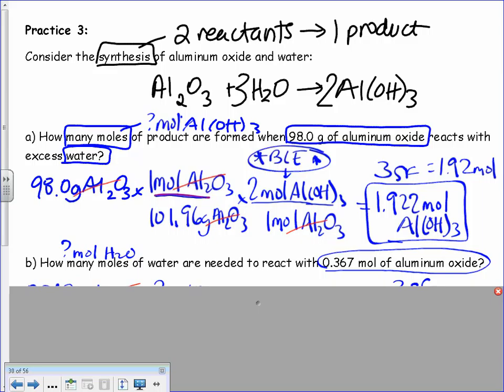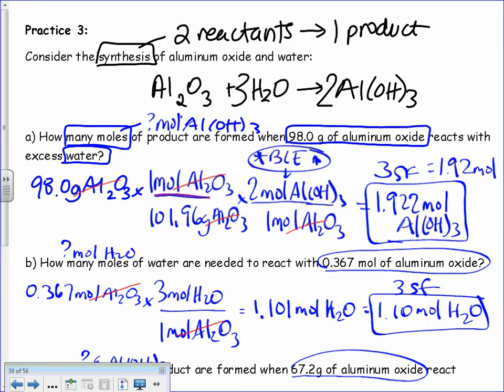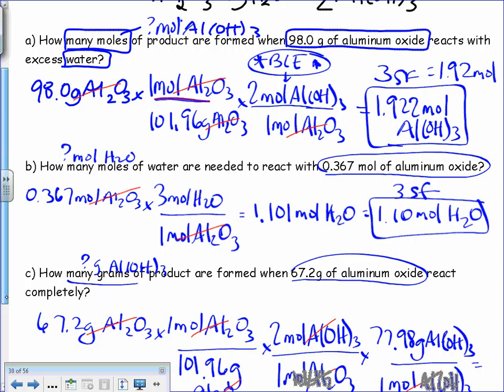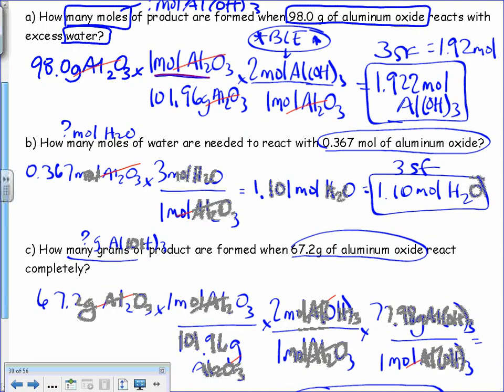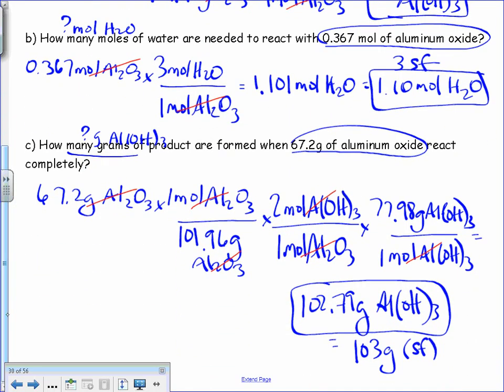In this number 1, raise your hand if you got 1.9-ish. Yeah, okay. Some of our molar masses might be slightly off because I have a special periodic table here that I can memorize in my head, so yours might be slightly different. They will publish them differently, just if I got a decimal or 2. Okay, next one. B, your answer should have been 1.10. Yeah, thumbs up. Cool. And then C should have been 103 grams-ish.